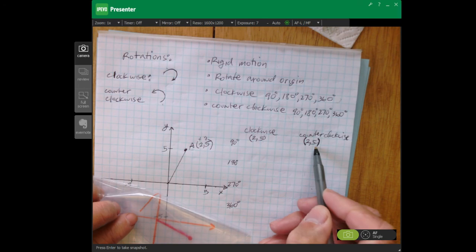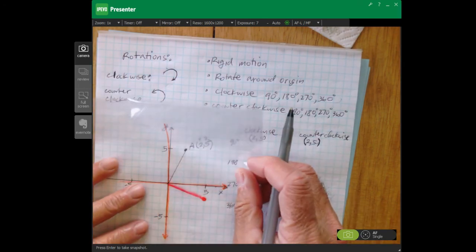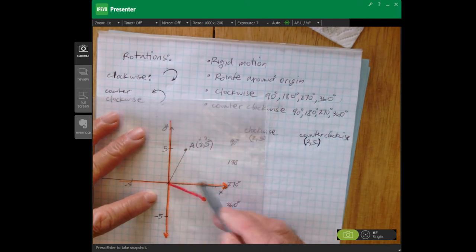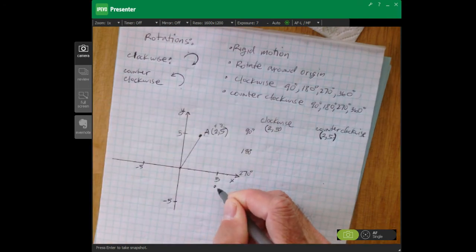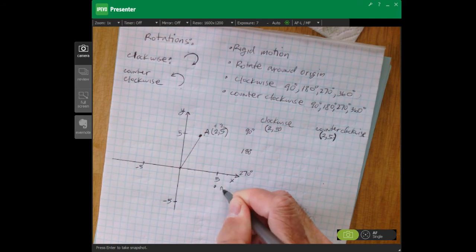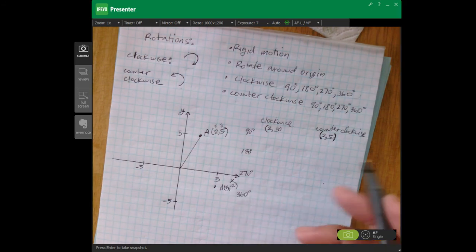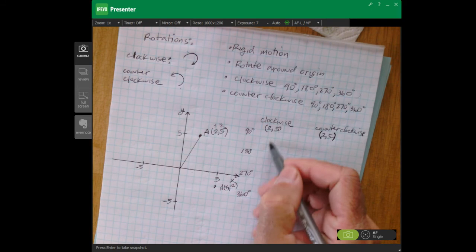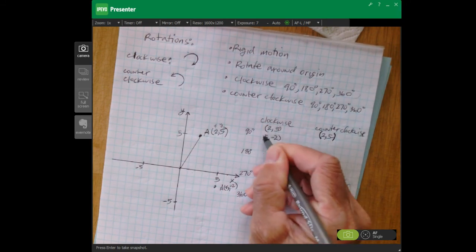We're going to start at the same location, the same spot, for both clockwise and counterclockwise. Now the new point is right here, 5, -2. So let's go ahead and plot that point. So that's A. A prime will be the image. That's going to be 5, -2. Let's go ahead and write that down right here.